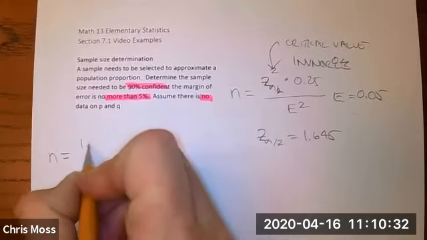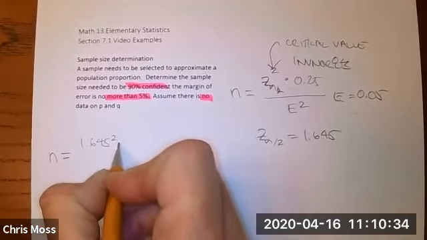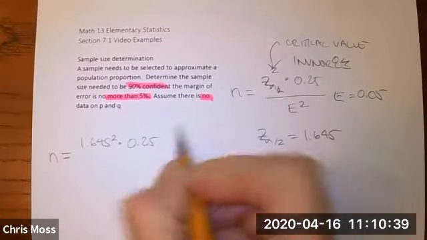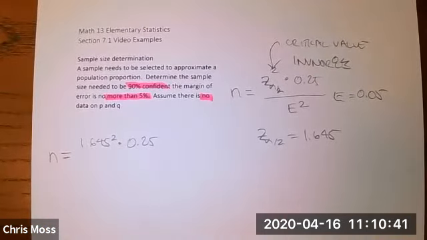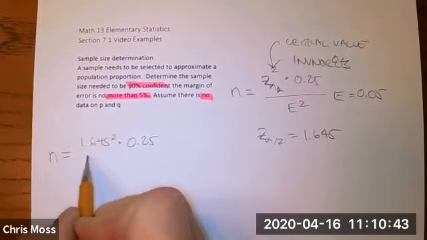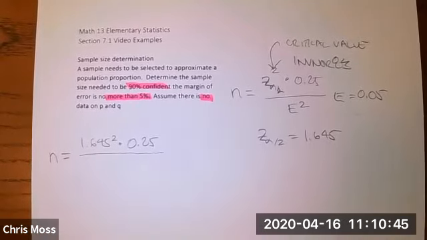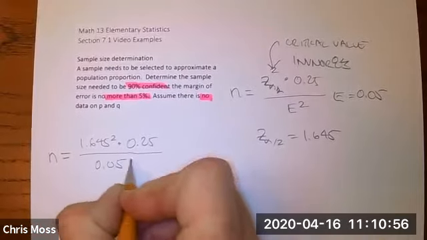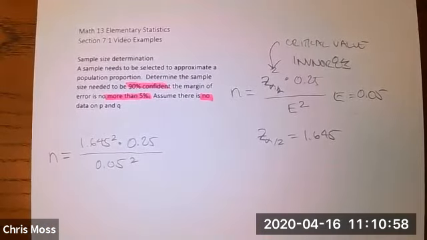We have the 1.645 squared times the 0.25. You'll find in your notes, in the text and in the PowerPoint presentation where that 0.25 comes from. At the end of the day, it's an assumption about P and Q being equal to 0.5 each. Now, the denominator, 0.05, and again, squared. Common error is to forget to apply the square to the Z and the E.